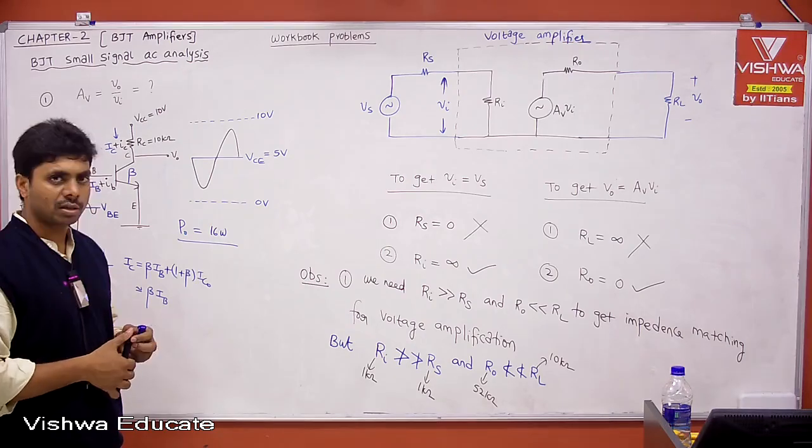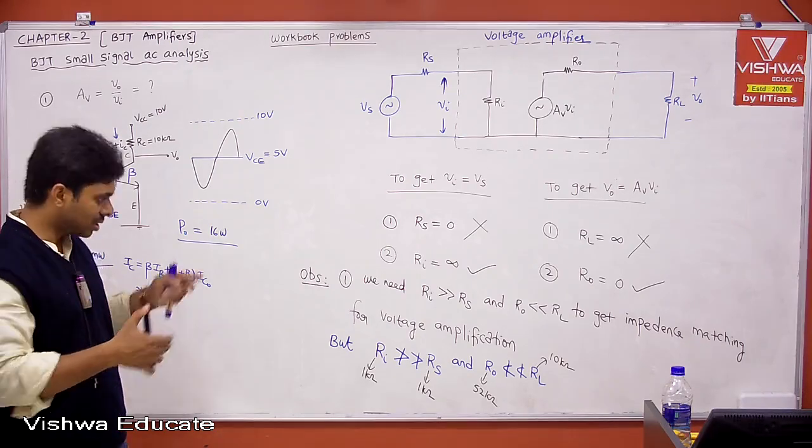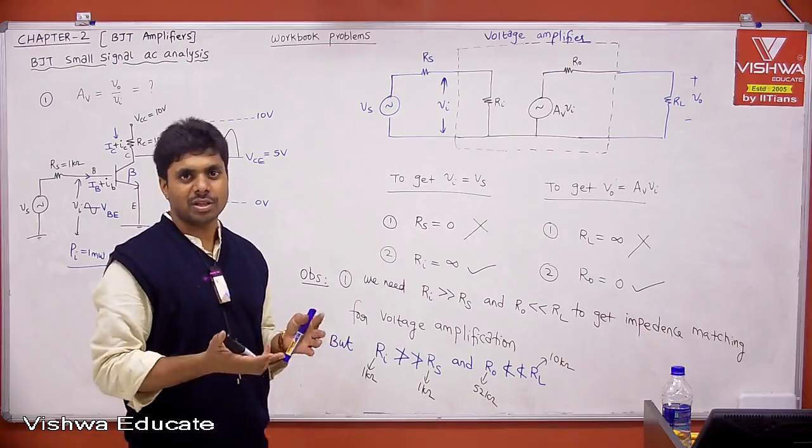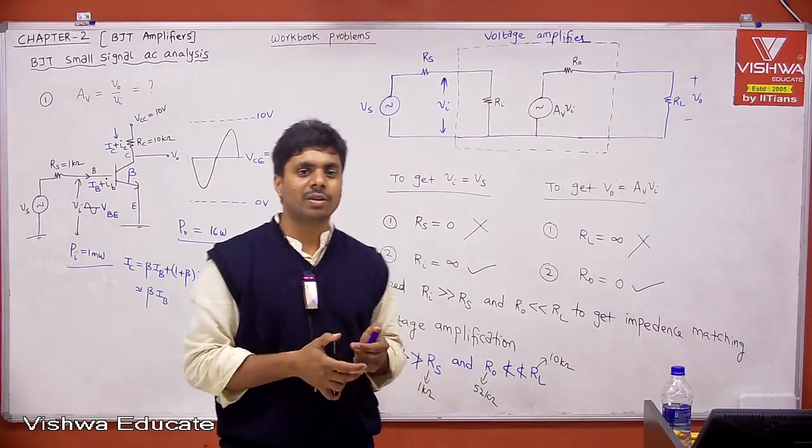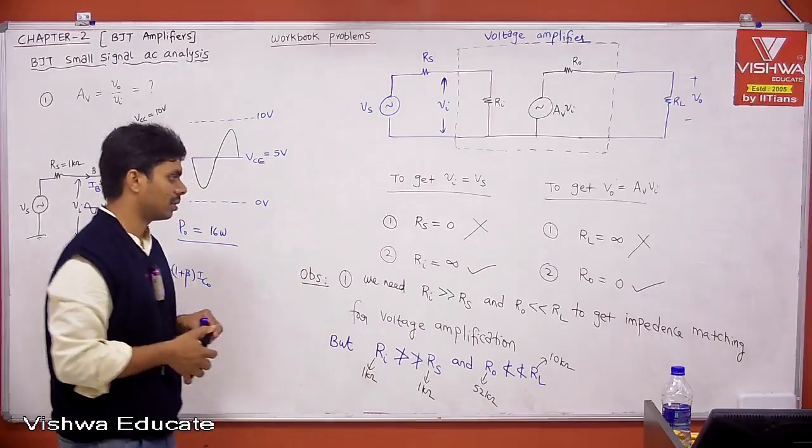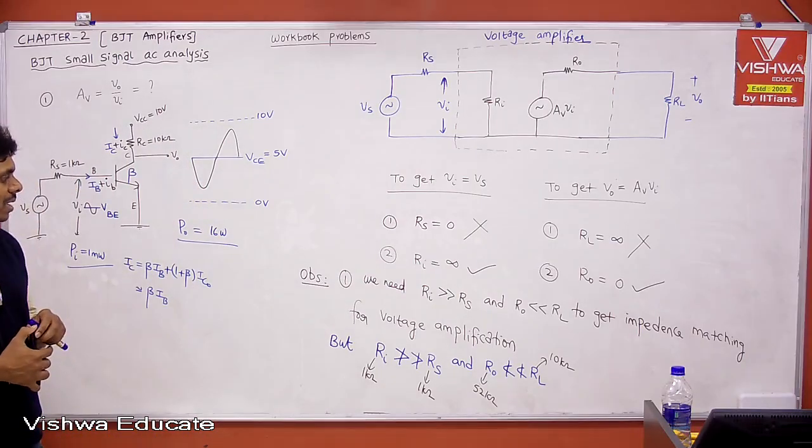Second observation. This is the first observation. This itself is the limitation. The observation itself is the limitation, right? Now, write down the second observation. What is the second observation?